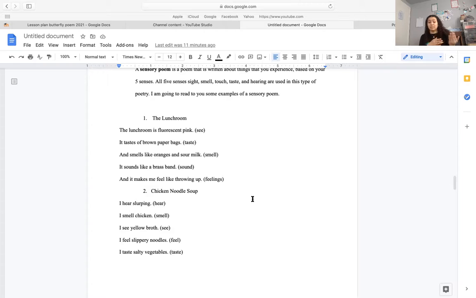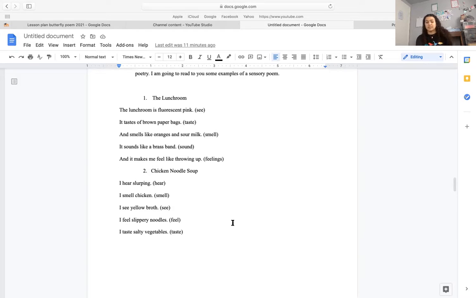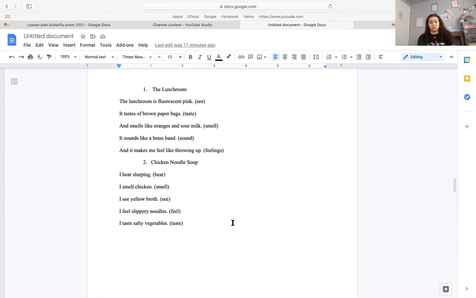And it can be the I see, I hear, I smell, I feel, I taste kind of way, or it can be like our lunchroom one. It can just simply state, you know, the lunchroom is fluorescent pink. You can describe the sense that you are feeling. You don't have to state what sense it is necessarily in your poem, but we will have practice more, and we're going to get used to it more.